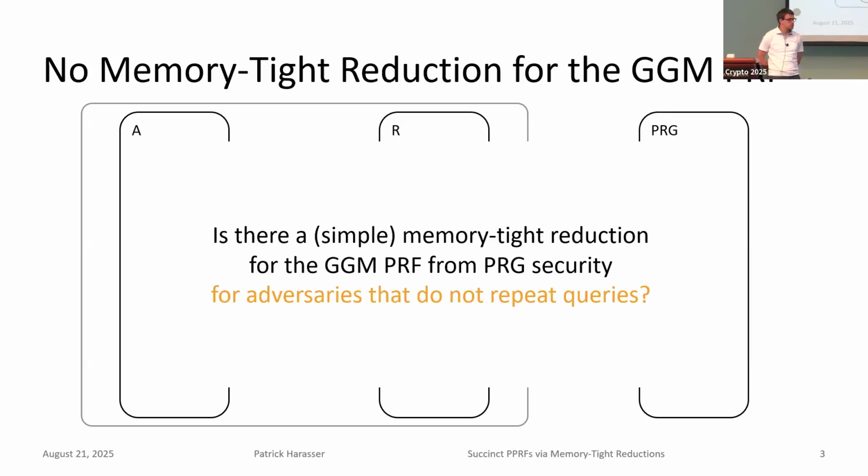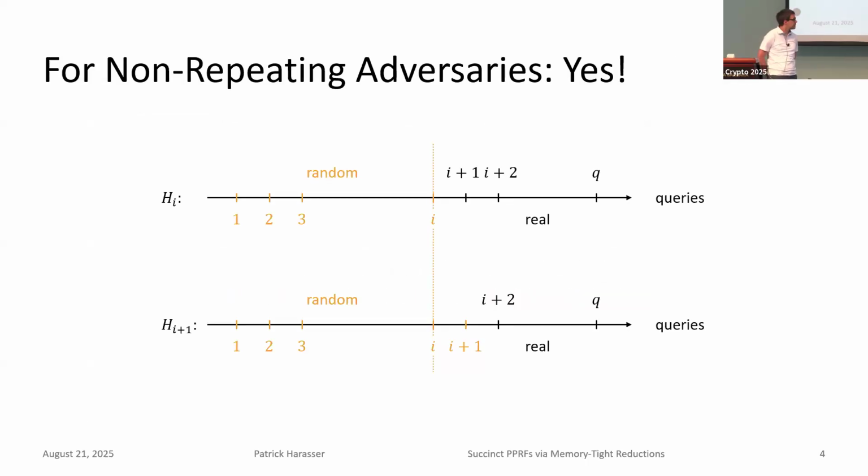The natural follow-up question is, well, what about adversaries that are guaranteed not to repeat queries? Can we give a memory tight reduction for those? And it turns out that in this case, yes, we can. But the structure of the argument is quite different from the textbook proof. In particular, the top level hybrids are no longer level by level in the tree, but they're query by query. So this means that hybrid I answers the first I queries at random, which is fine because the adversary will never repeat queries. And so for consistency, we don't need to keep track of what we answered earlier. While the other ones are answered as in the real construction.